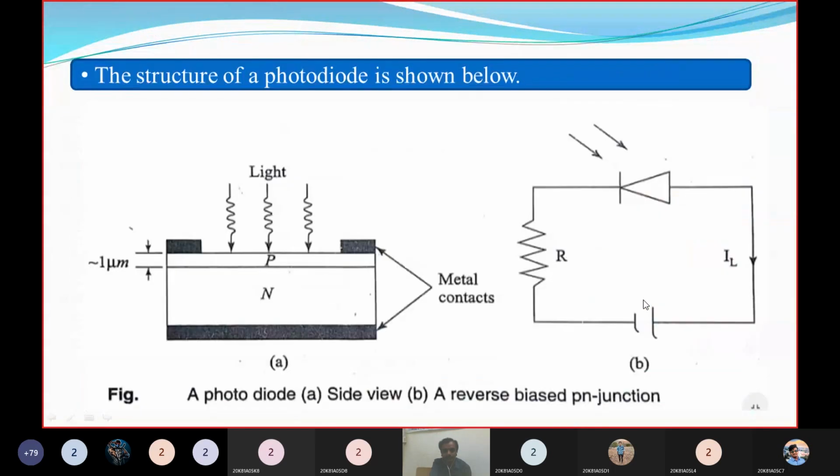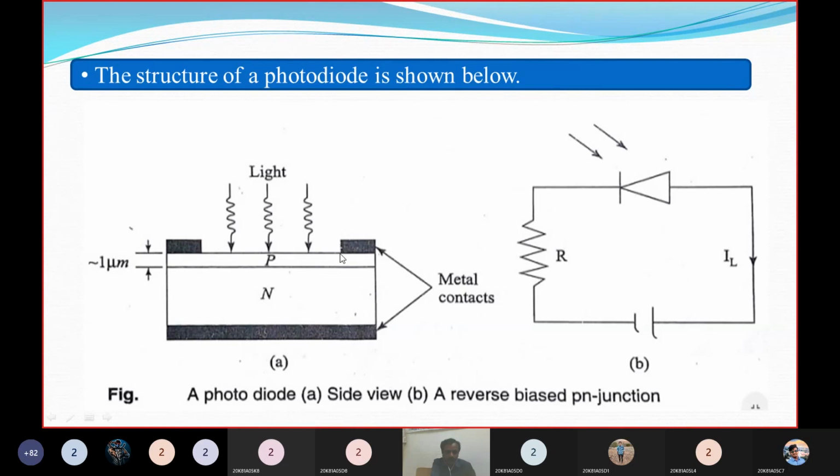The structure of the photodiode is shown here. Inside, a metal substrate will be there, and then an N layer. On that N layer, a P layer is deposited. Again on the P layer there are two metal contacts, and in between them there is a gap. That gap we call the window. Through this window, light will enter into the diode.